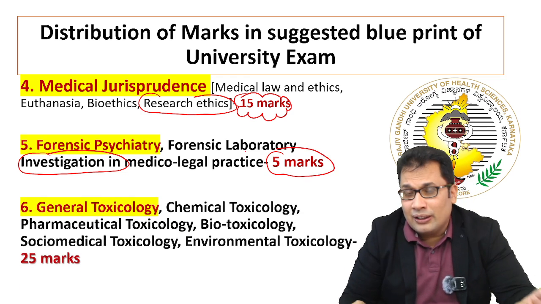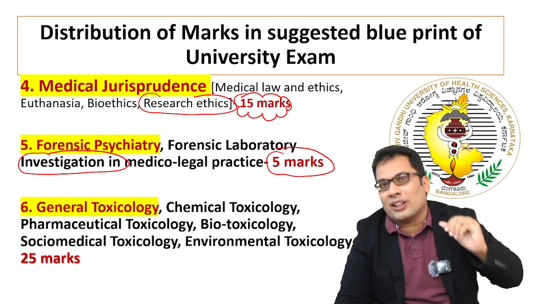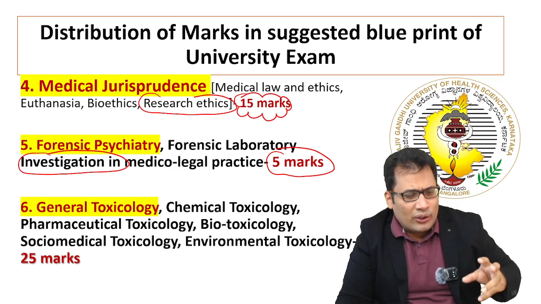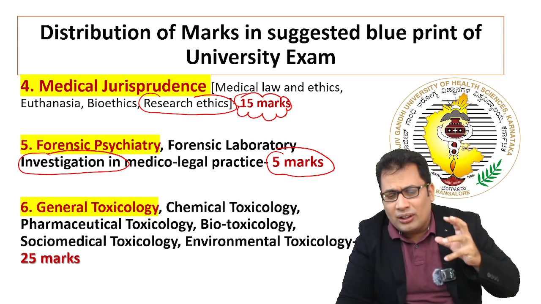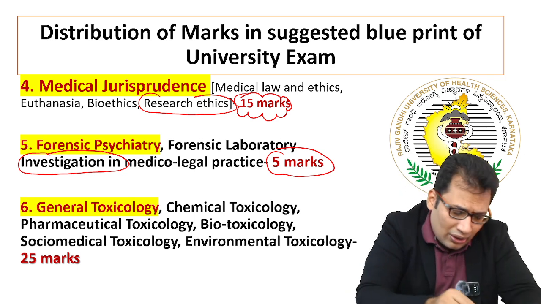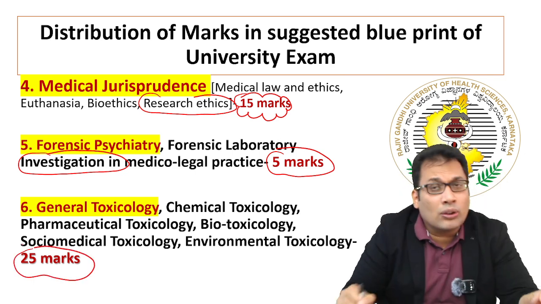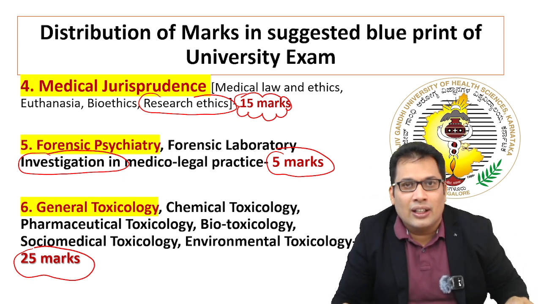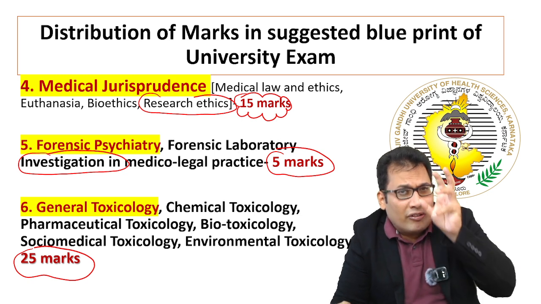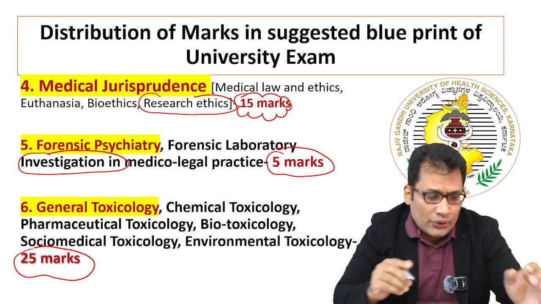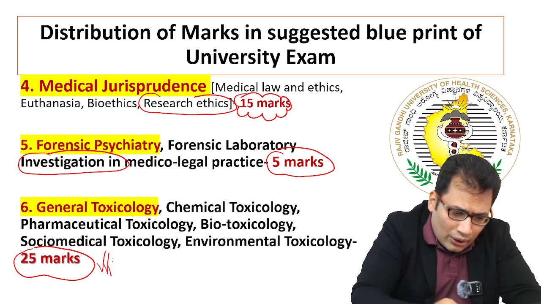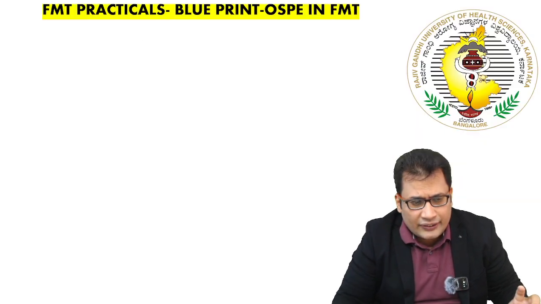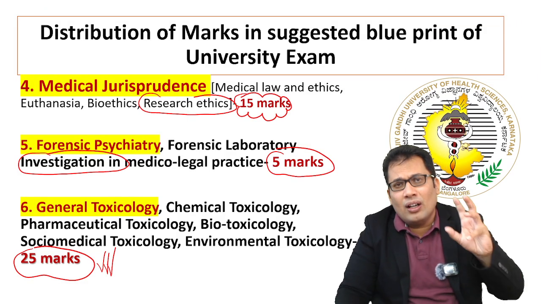And the last topic, but not the least, general toxicology: general toxicology, chemical toxicology, pharmaceutical toxicology, bio, socio-medical, environmental toxicology, around 25 marks. So 25 marks out of 100 come from forensic medicine toxicology. Remember, organophosphorus poisoning is one very commonly asked main question. And snake, a very important topic that we discussed many times in our previous videos. So this is about the theory.